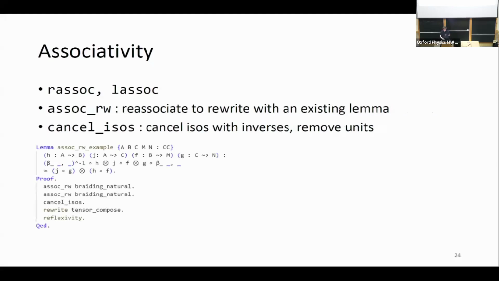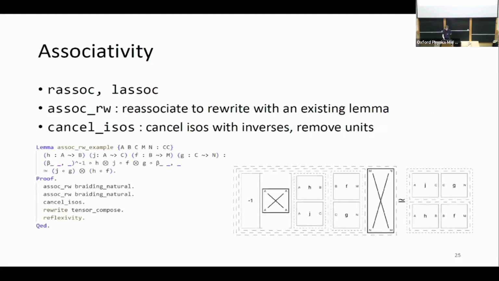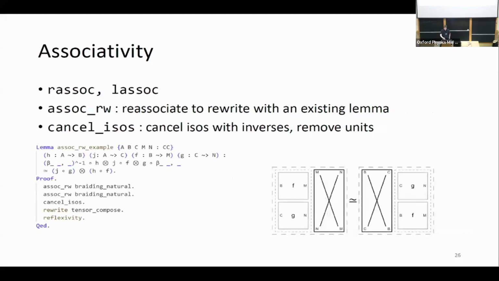I'm going to be walking through this example proof. So here's what we're trying to prove. In this case, we're in a symmetric category and we have the braiding. And so we want to use the braiding naturality statement. So let's look at what that looks like. We have that if you have two morphisms that you stack on top of each other, composed with the braid, you can pull the braid through.